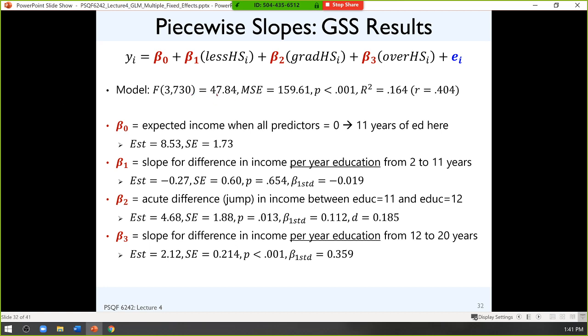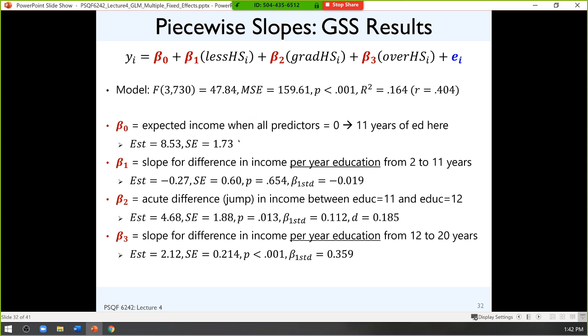My F value is 47, again, very big. MSE, that's my residual variance, is 159. The p-value that goes with this F means that this F is really unexpected. So the slopes work together to capture significant variance in this outcome. How much variance did they get? 16%. So 16% of all the reasons why some people make more money has been captured by these three different slopes for the different sections of years of education.